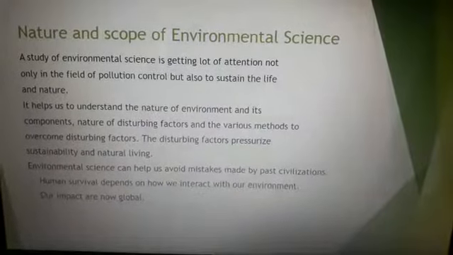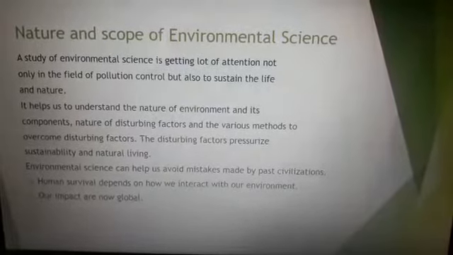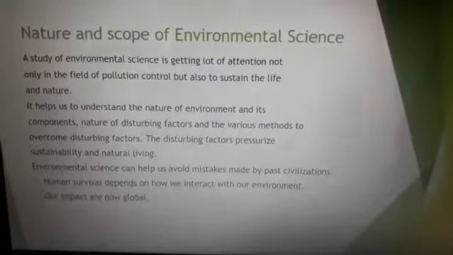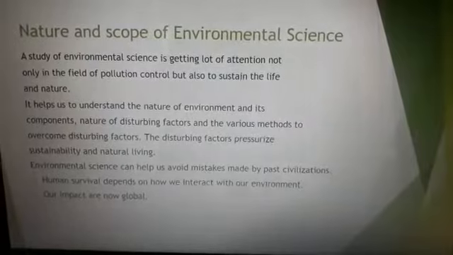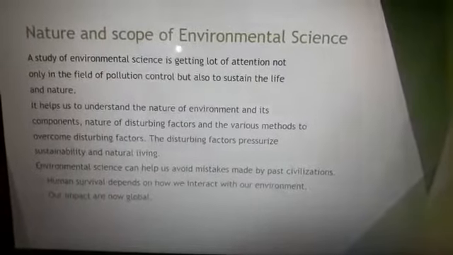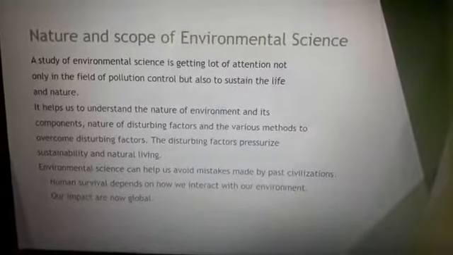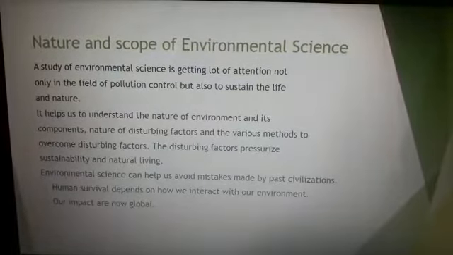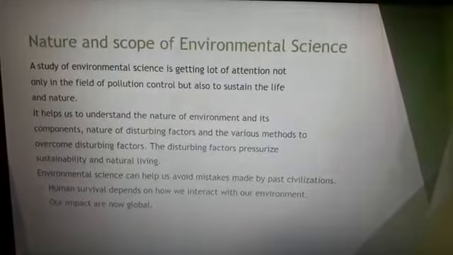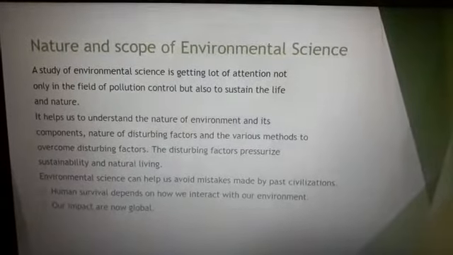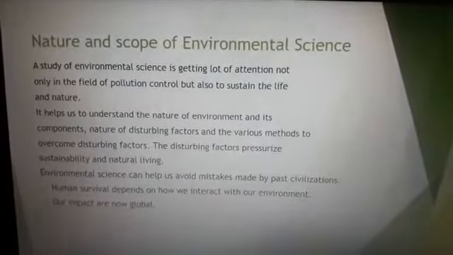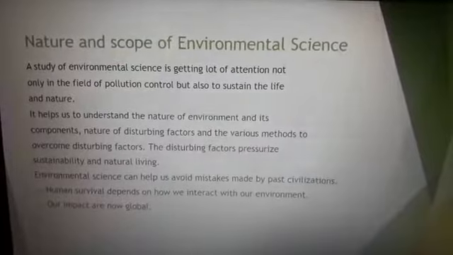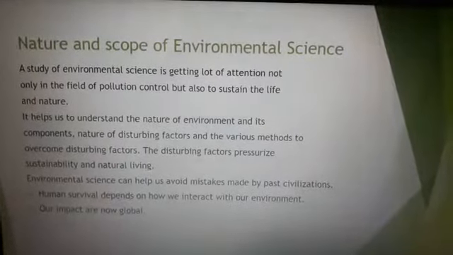Nature and scope of environmental science. The study of environmental science is getting a lot of attention, not only in the field of pollution control but also to sustain life and nature. So we can say that environmental science helps us to understand the nature of the environment and its components, the nature of disturbing factors and the various methods to overcome them. The disturbing factors pressurize sustainability and natural living. Environmental science can help us avoid mistakes made by past civilizations. Human survival depends on how we interact with our environment. Our impacts are now global.